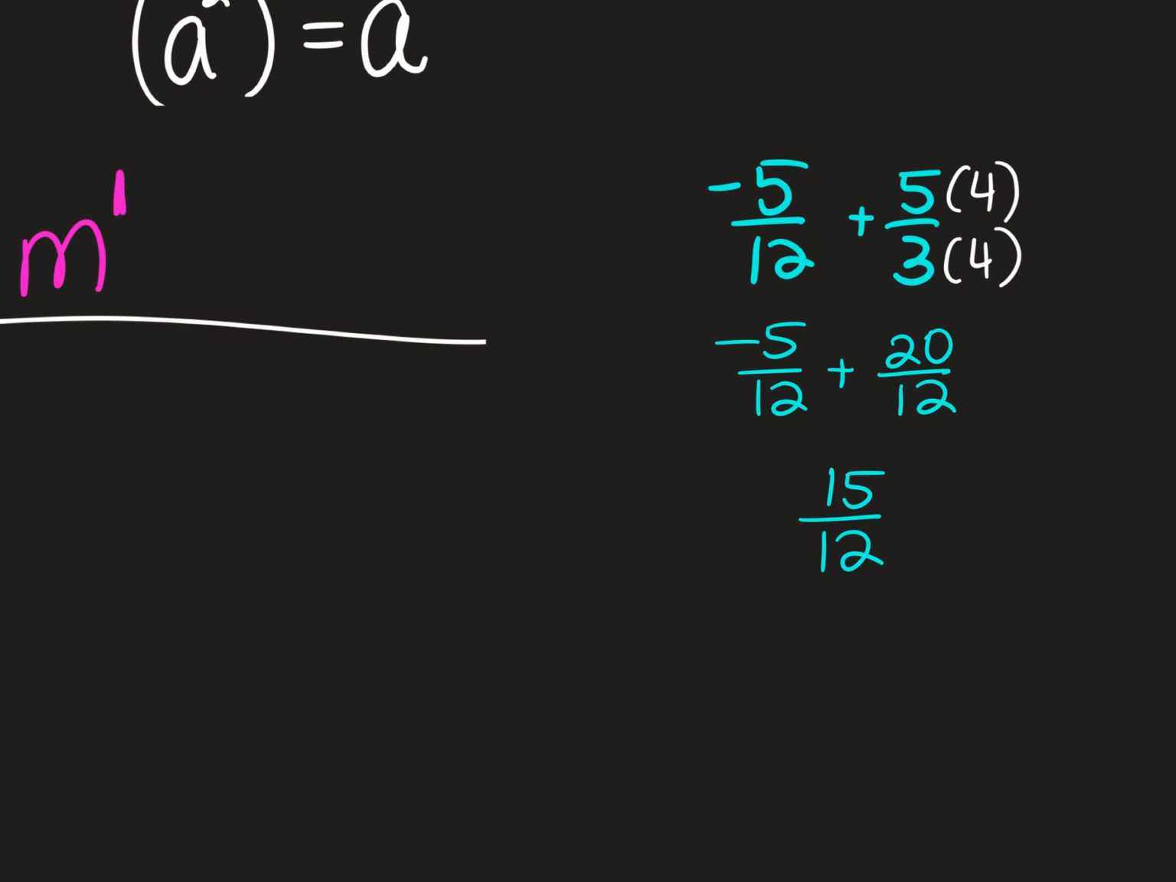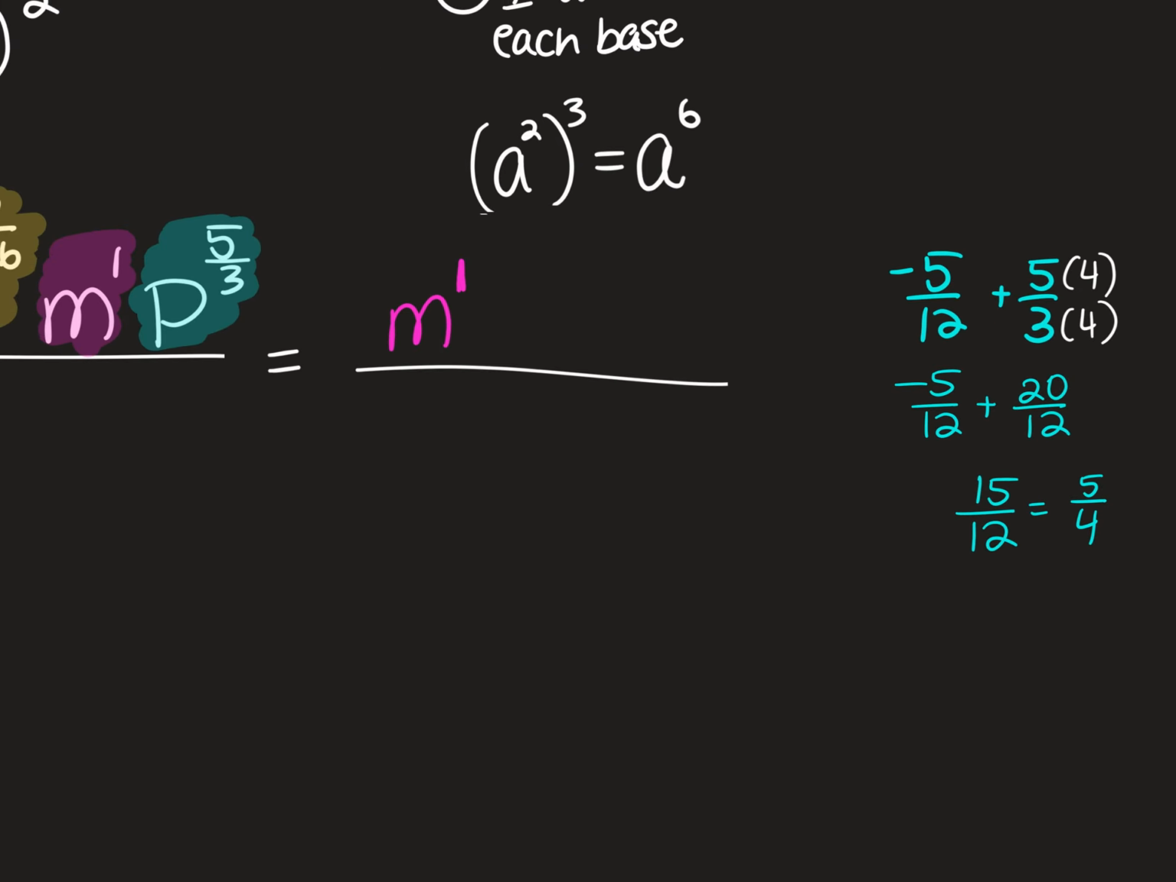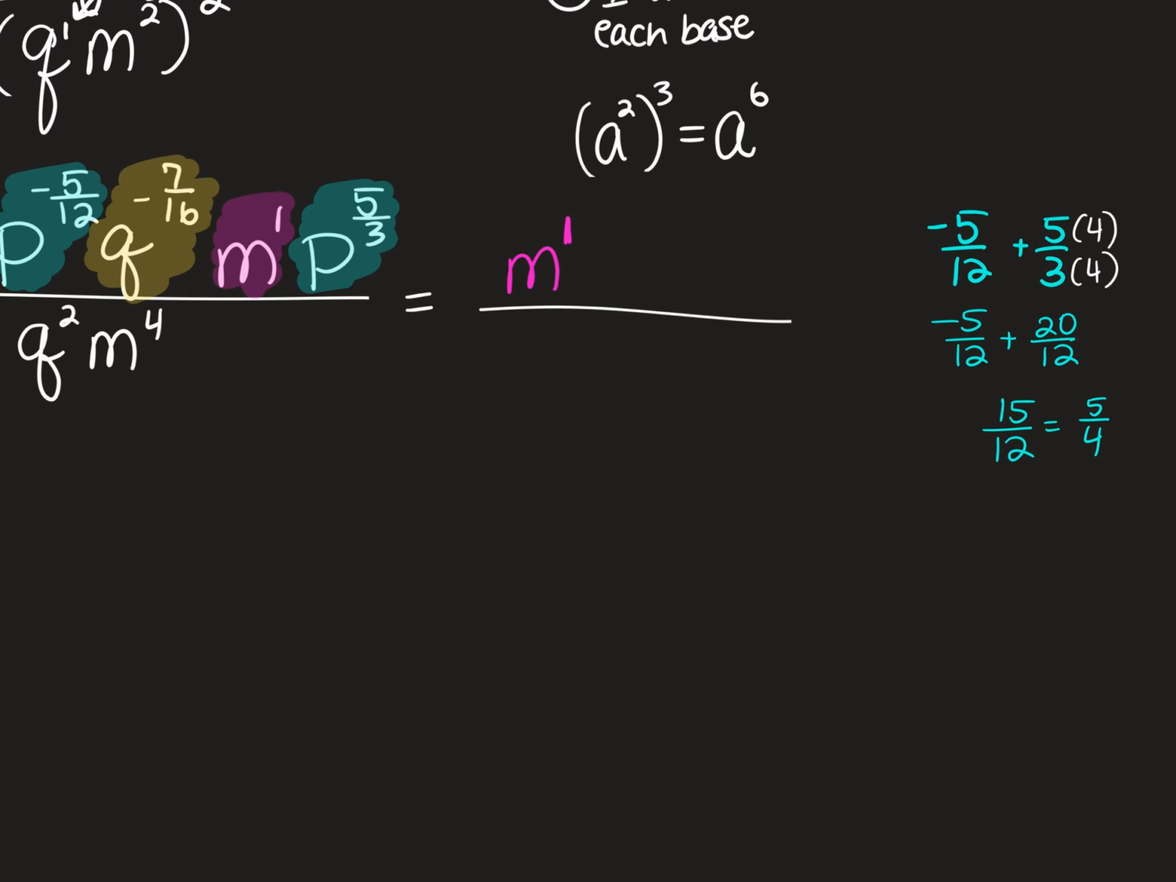So I would probably simplify that a little bit. 15/12 can reduce. Both can be divided by 3. So let's make that 5/4. That's going to be my exponent on P. So if I go back to my expression, I will have P to the 5/4 power.